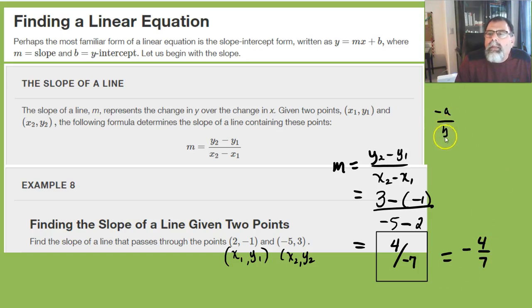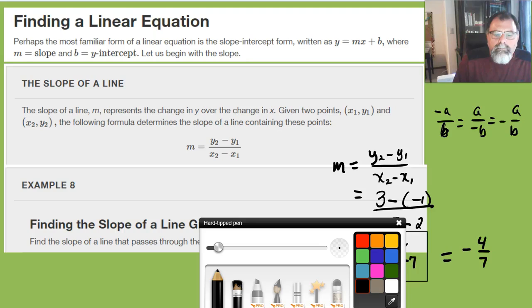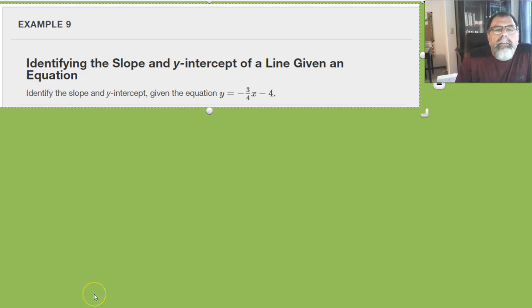So negative a over b, a over negative b, is negative a over b. So that negative, you can put it in any of the places. Positive divided by negative, or negative divided by a positive, is the same thing as a negative, the two numbers divided by. Example 9, identify the slope and y-intercept of a given line. So again, we identified that this is slope-intercept form. So y equals mx plus b is slope-intercept form.